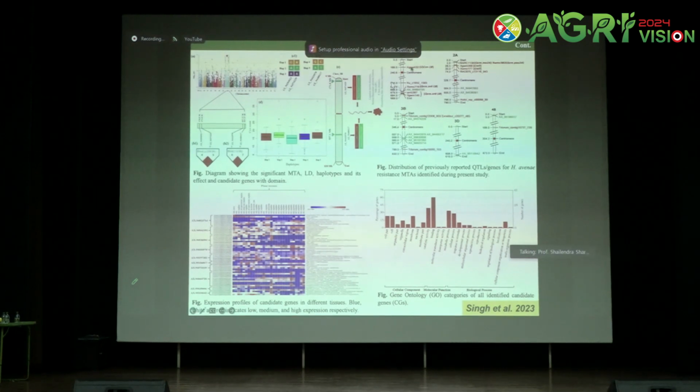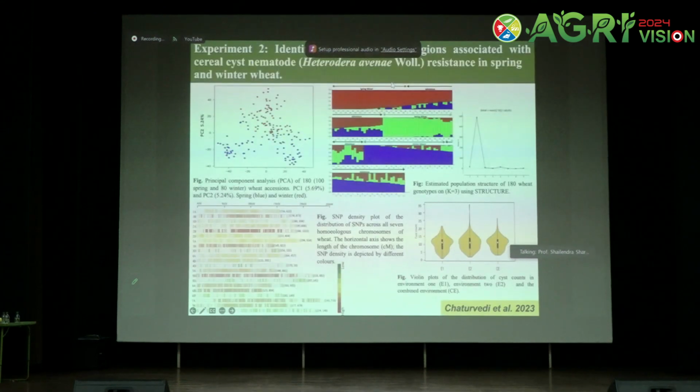On the right-hand side, you can find the chromosomal location of these MTAs. So this study was published in Molecular Genetics and Genomics. Another study was published in Scientific Reports by Chaudhary et al. This is the identification of genomic regions associated with cereal cyst nematode resistance in spring and winter wheat. We have this winter wheat and spring wheat panel from the Institute of Plant Genetics and Crop Plant Research, IPK Gatersleben, Germany.